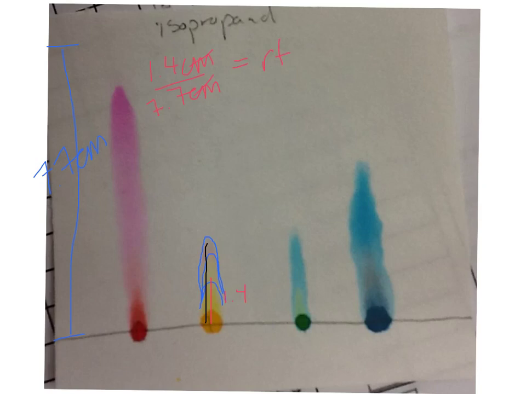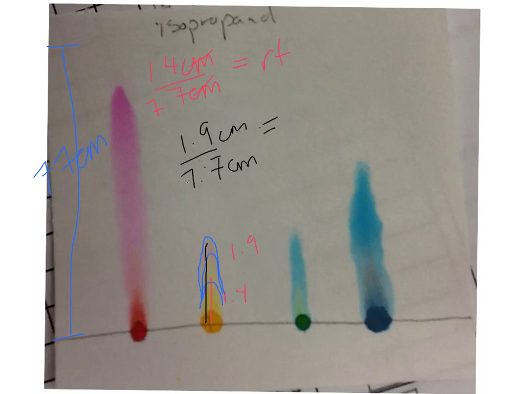For the red part, let's say that was at 1.9. So we would say 1.9 over 7.7 centimeters, and that would give us the RF value for the red part.